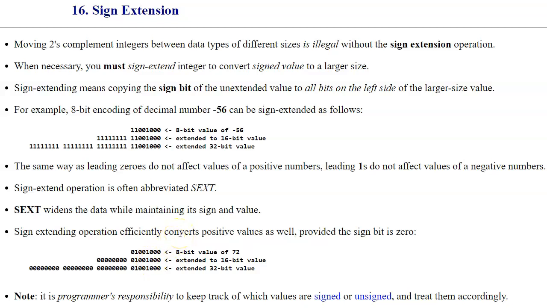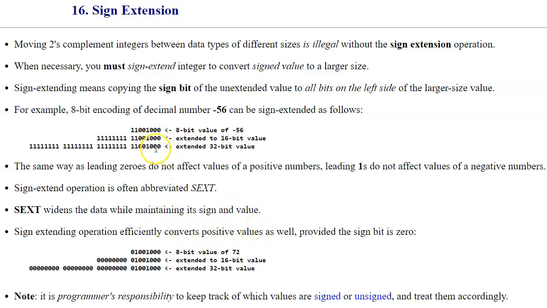One interesting property of 2's complement integers is sign extension. Sign extension is an operation that has to be applied when an integer of a specific data type, which means a specific size, is moved to a larger data type with more bits available.